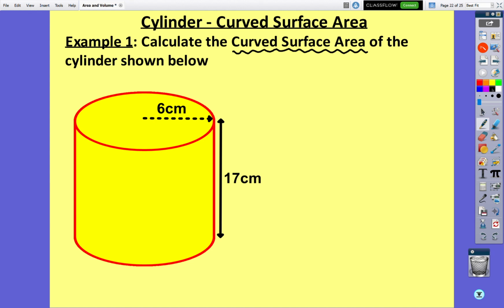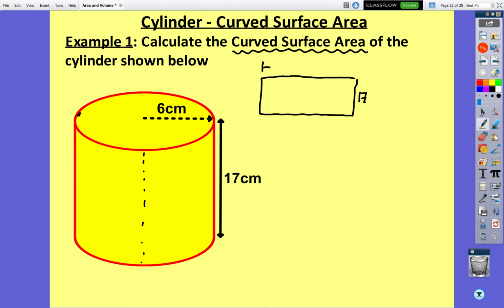if you were to cut down and then roll it out, you would be left with a rectangle. We've cut off the top and the bottom, we're not bothered about the lids. We're just talking about the curved surface area. The curved surface area of a cylinder is just looking at the walls, the vertical walls, if you like. Now, this height of 17 stays the same. That doesn't change.